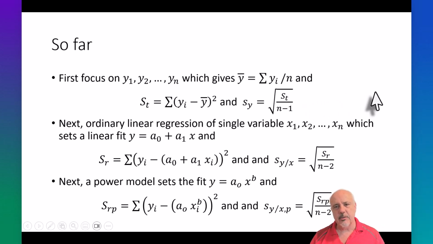Okay, and then the next thing we did is look at a linear regression of a single variable where you're given some x values, n of them, and you try to fit that line where you're looking for the y-intercept and then the slope. And then you set up a different look for residuals. So this is the sum of squares of residuals for the line fit. And then there's a standard error that takes that sum of squares of residuals and divides by n minus 2, since you've lost 2 degrees of freedom due to having those coefficients.